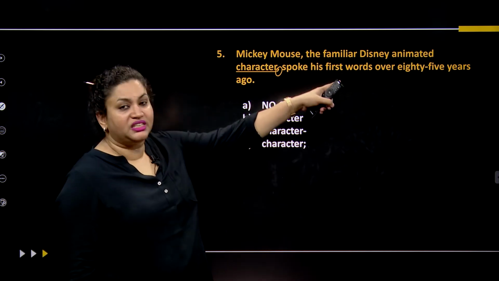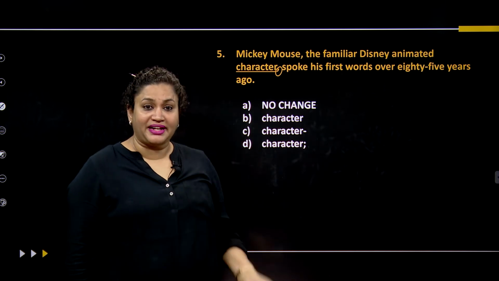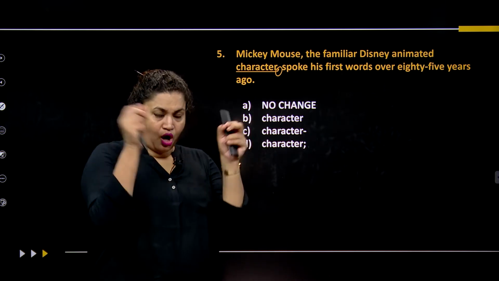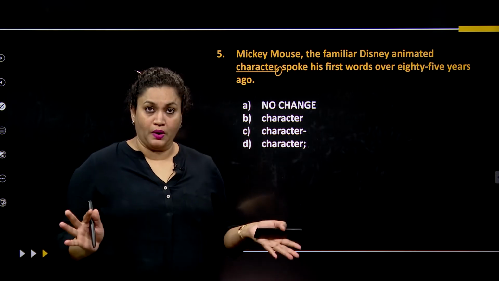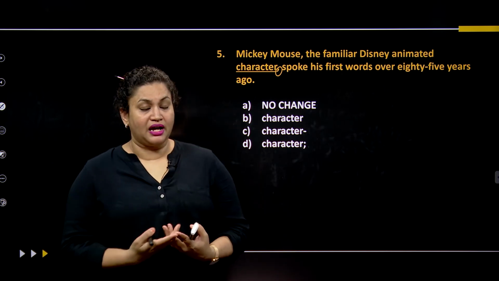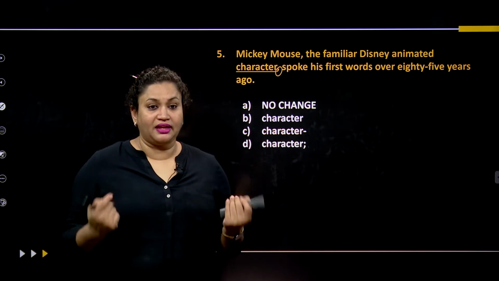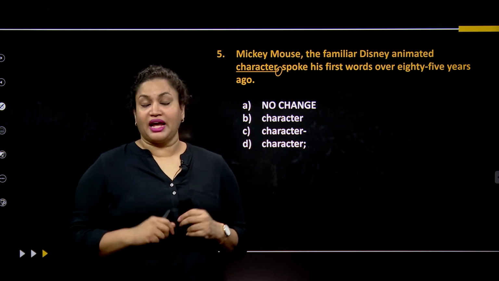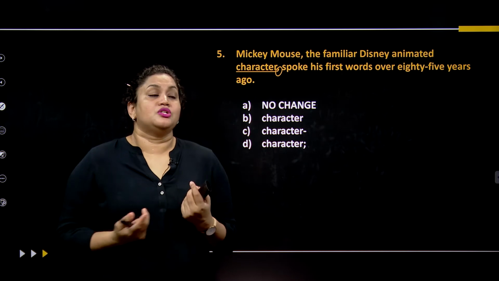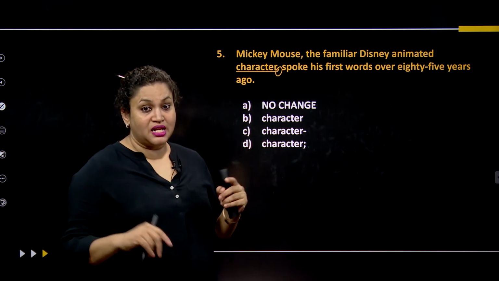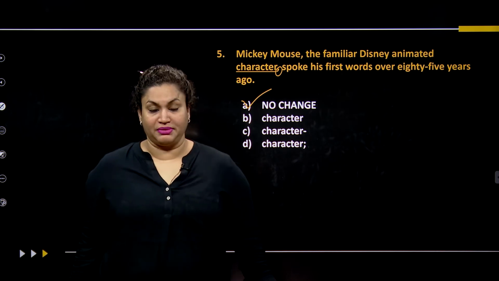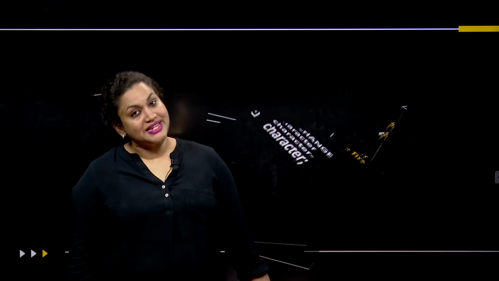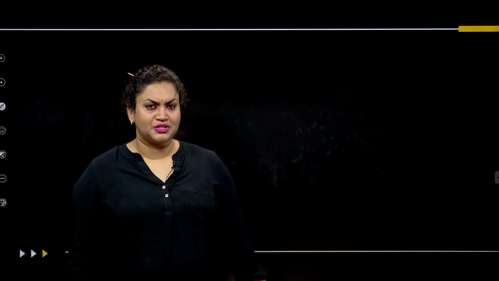So if I remove the familiar Disney animated character that is between the commas and I directly say Mickey Mouse spoke his first words over 85 years ago, that means I don't have additional information. Mickey Mouse can be anything, any character. So that makes sense. Therefore, A is the right answer, undoubtedly. Let's go to the next question. I hope you understood it.